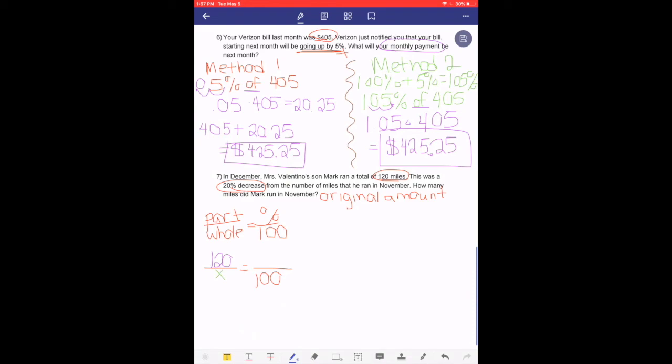And then for the percent, well, I know that there was a 20% decrease. So what I have to do on the side is start with 100. Decrease means that we're subtracting, we're getting smaller. So I'm subtracting 20%. When we do 100 minus 20, you get 80%. So 80 is going to go in that percent column. To solve this, we are going to cross multiply.